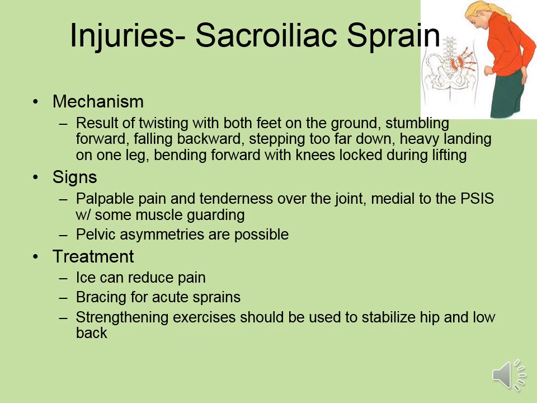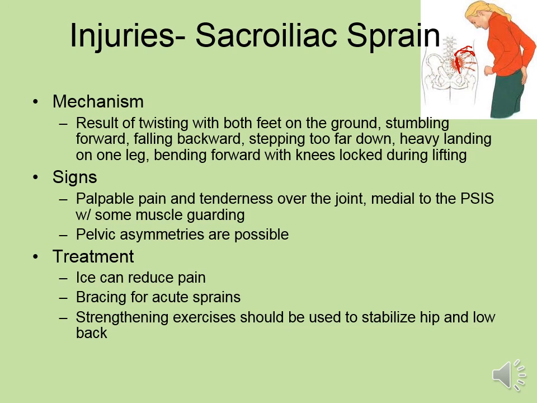Last but not least, we will be talking about sacroiliac joint sprains. We also call these SI sprains. So the person oftentimes will have pain primarily in the buttock region because the SI joint is right here. So this is the posterior iliac crest, and then the pain will be just below that.